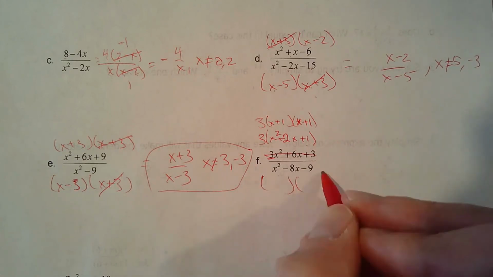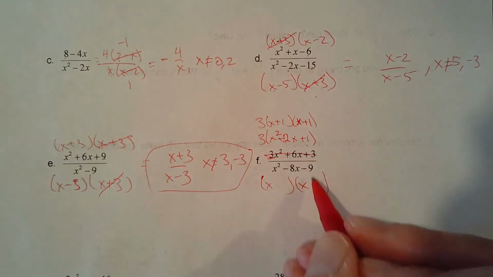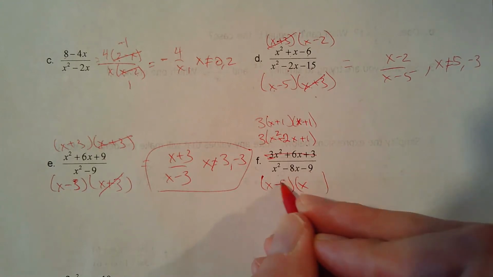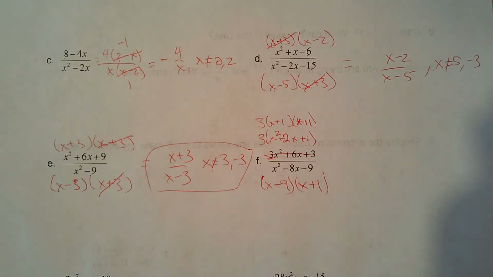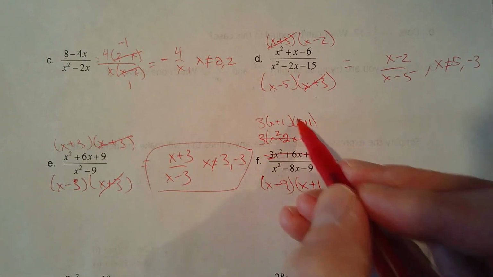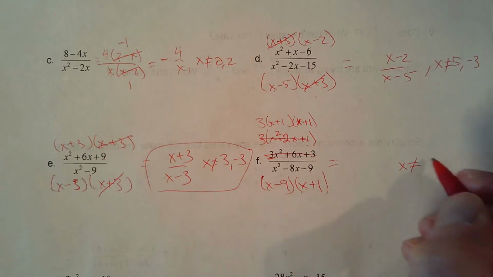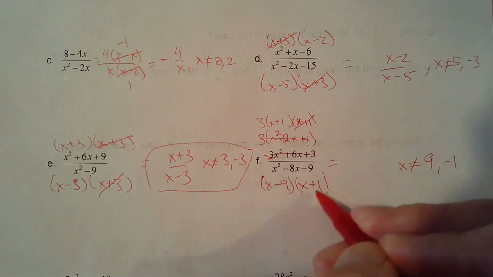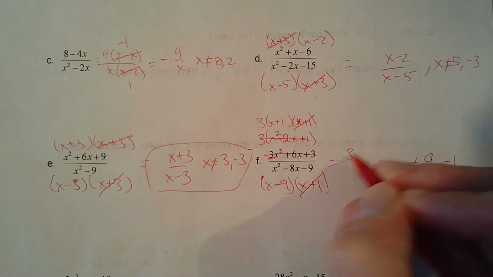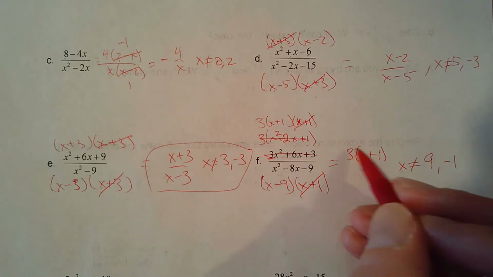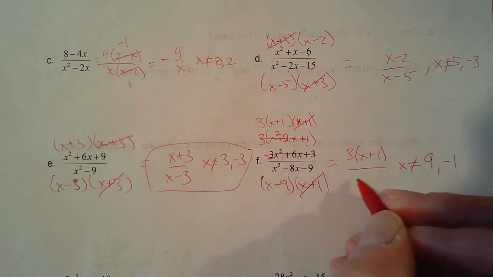The bottom, product is negative 9. The sum is negative 8. So that'd be negative 9 and positive 1. Okay, so now we're looking at this over this. X cannot equal 9 or negative 1. If it is, the bottom is 0 and I can't divide it. So now, plus 1, and just leave it factored. I got 3 times x plus 1. You don't have to put 3x plus 3. You don't have to factor it back or distribute it back out.